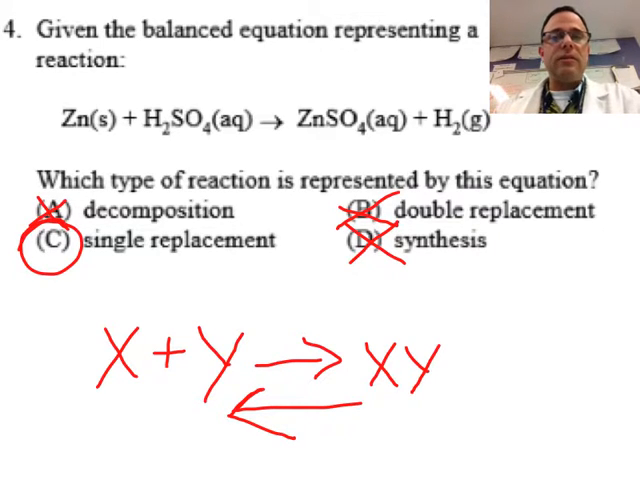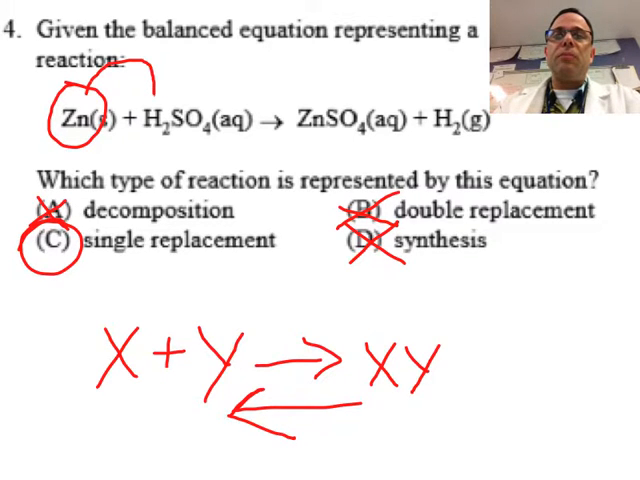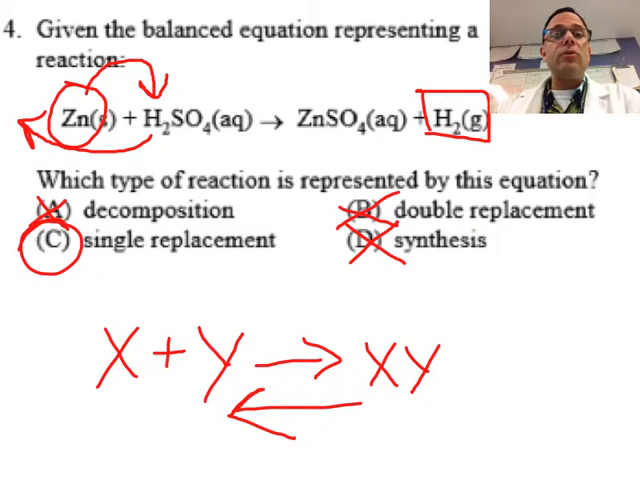In fact, it is a single replacement. Let me show you where that's occurring. The zinc is taking the place of the hydrogen, and the hydrogen is now cast aside. And here it is. So the answer is C.